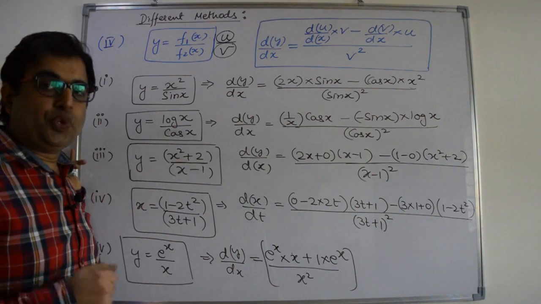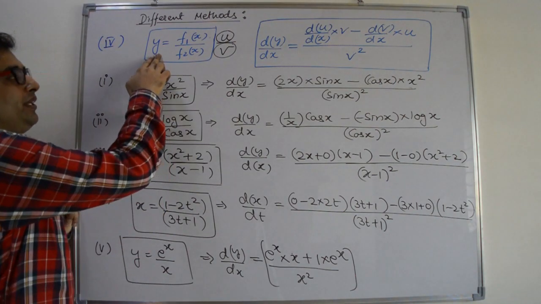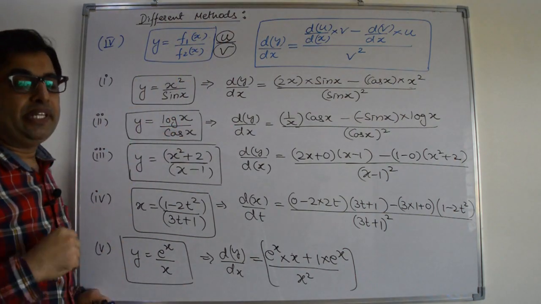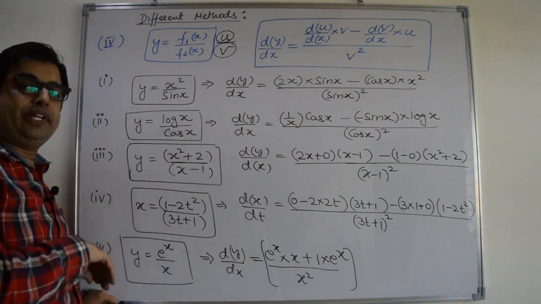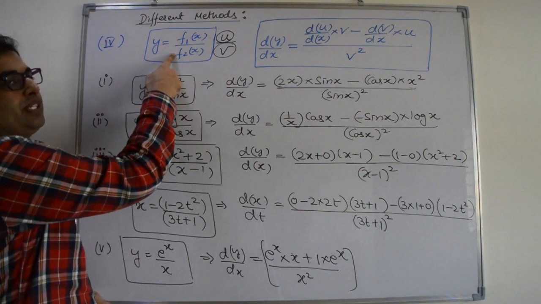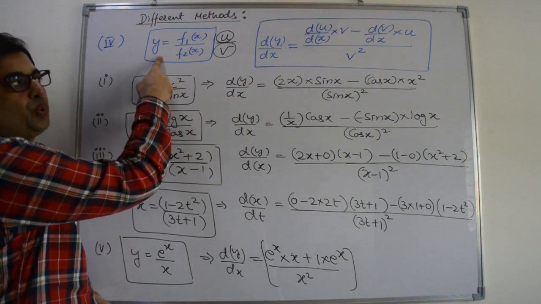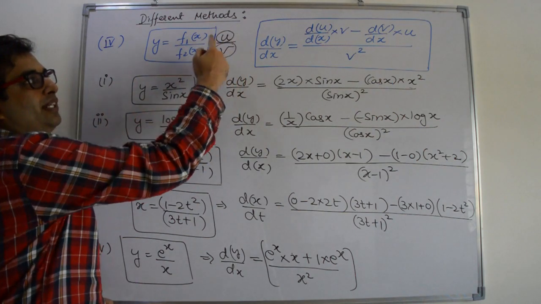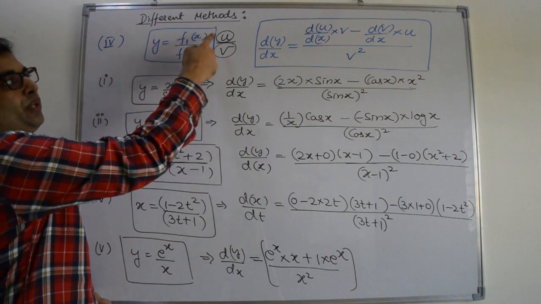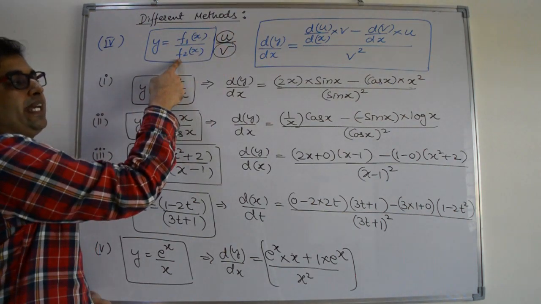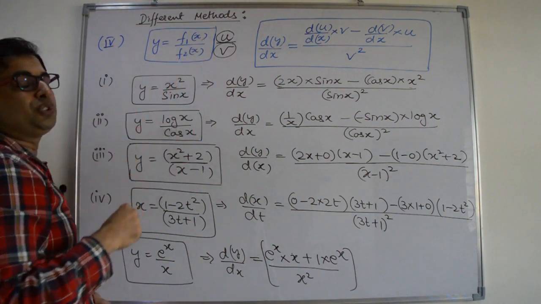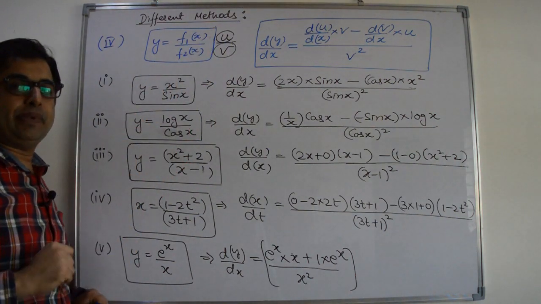Now let us see the fourth method. In this method, two x dependent functions will be in division. In the last point, they were in multiplication. Now they are in division. This method is also known as the u by v method. Again, the first x dependent function is known as u and the second x dependent function is known as v.